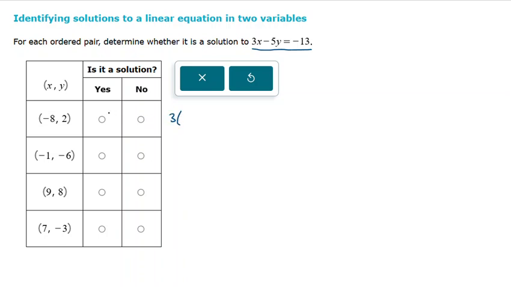So for the first one, x is -8, so 3 times -8 minus 5 times 2. And the question is, does that equal -13? Well, if we multiply this, we get -24, and minus 5 times 2 is 10. And then if we do -24 minus 10, that's -34, which does not equal -13. So the first one here is no.